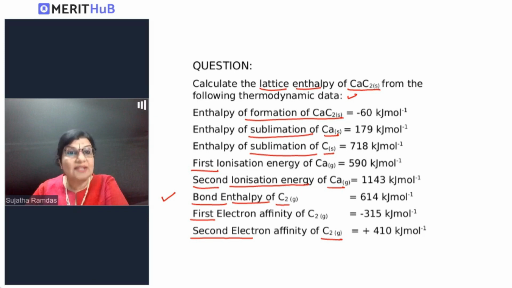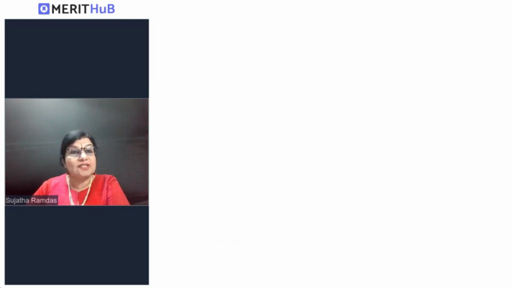As I construct the Born-Haber cycle, or the enthalpy cycle, each thermodynamic term will be recollected in terms of the definition. And the question here is to determine the lattice enthalpy of this particular ionic compound. Before we construct the energy cycle, let's understand the formula or constitution of calcium carbide. The formula is CaC2.